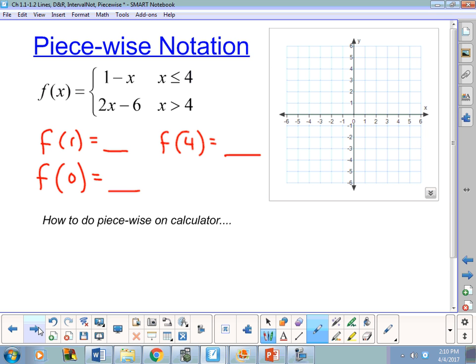Next up is piecewise notation, and this gives people fits. Basically, it's just kind of two problems, or maybe even three or four. This one is two. Think of them as separate problems, and we're going to graph 1 minus x, all right? And the location we're going to graph it is x less than or equal to positive 4. So let me graph 1 minus x first of all.